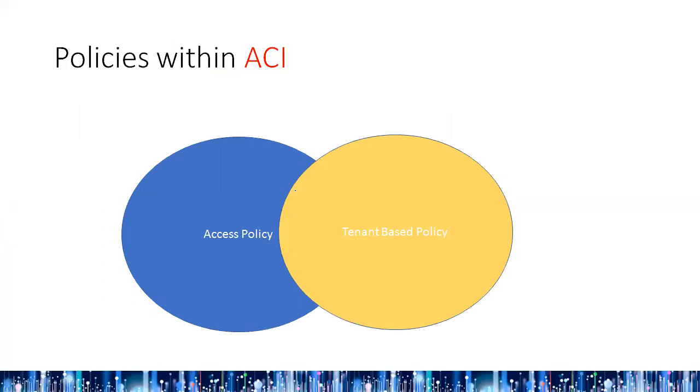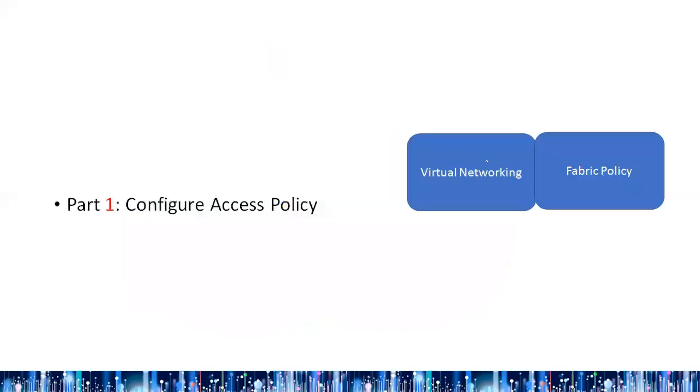To integrate the VMware platform, we need to create policies at two tiers. We need to create an access policy, and we need to create a policy at the tenant level. First, we will kick off and create policies at the access level. Within the access level, we have to create policies in two areas.